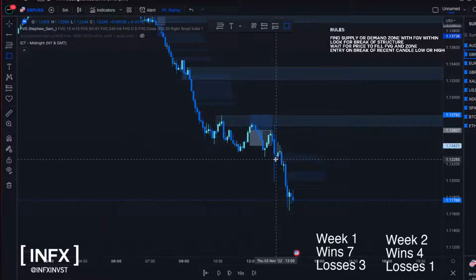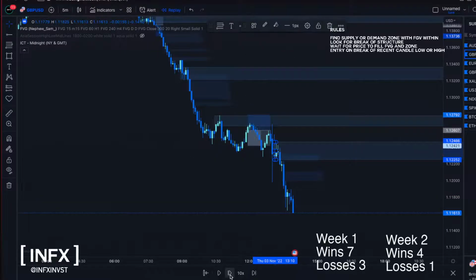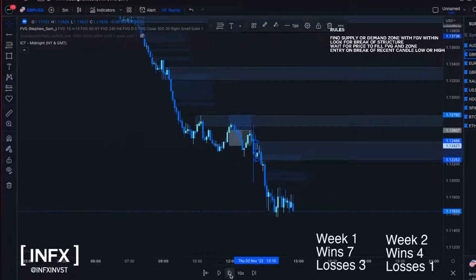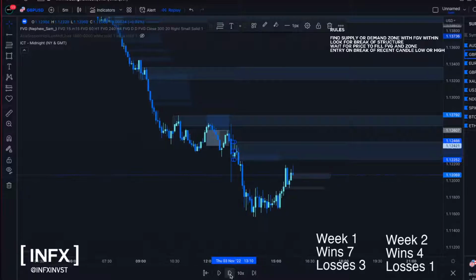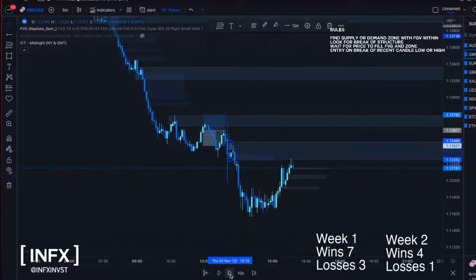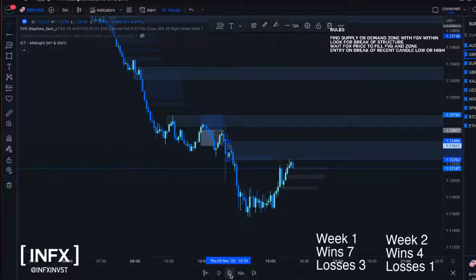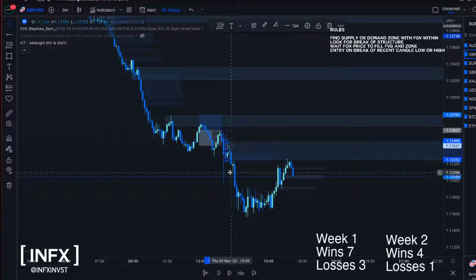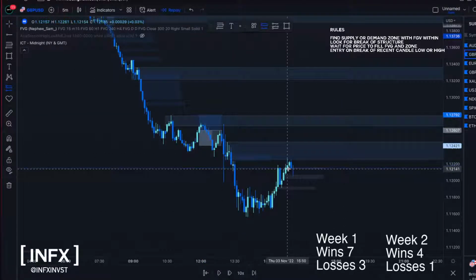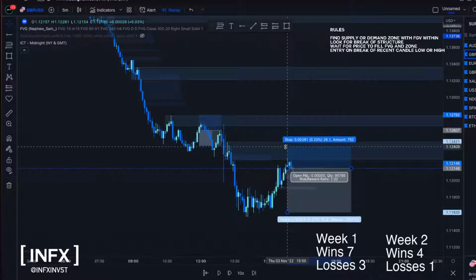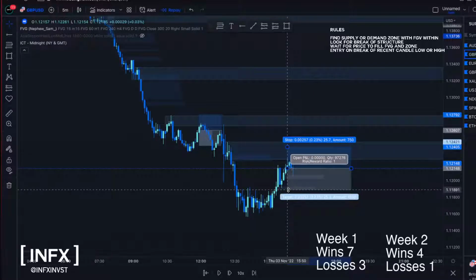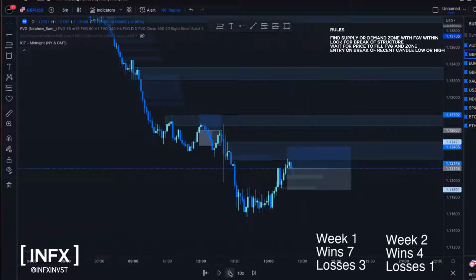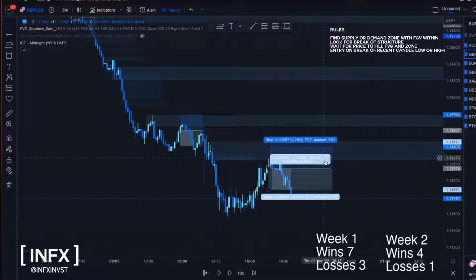Supply zone here. FVG within. Oh, is that a... Oof. Okay, got our entry. I'm going to put stop just above this candle high here, 25 pip. It's not really ideal, it's quite big, but everything's very bearish at the moment. And we won.